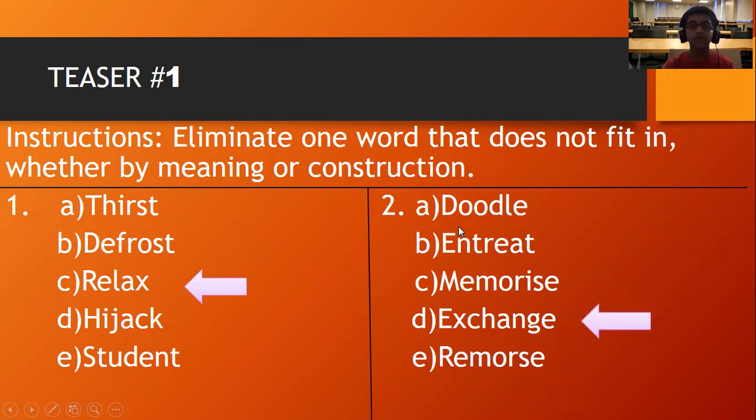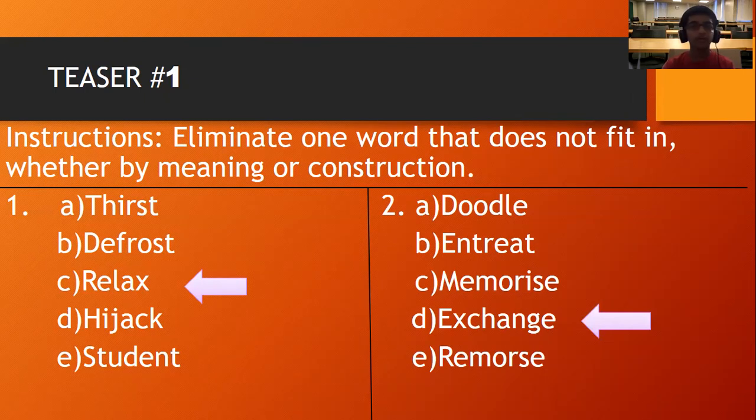Exchange. This is because in the word doodle, you can see two consonants and two vowels, OO and DD. And both of them are the same. Letter B, same thing, entreat, EE, TT. Letter C, MM, EE. Letter D, exchange, only has two vowels, no consonants, which are similar. Now letter E, remorse, RR, EE.